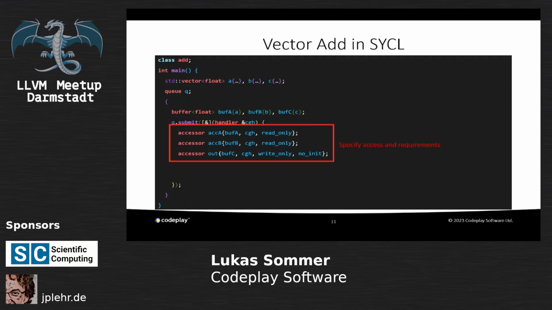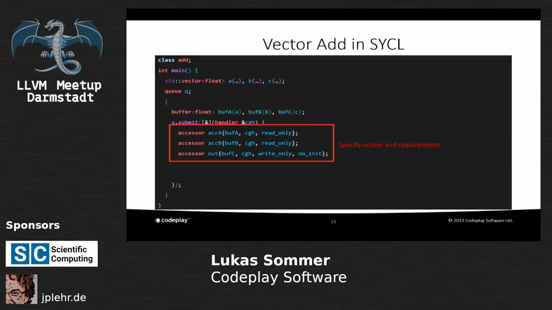The first 2 for our inputs are read-only, as you can see here. And the last one is write-only, and we don't need to initialize the data on the device because we will write all of the data. This is going to do 2 things. One hand, it's going to inform the SYCL runtime that we need this data for this kernel on the device. So this will trigger the data movement from your host to your GPU, for example.